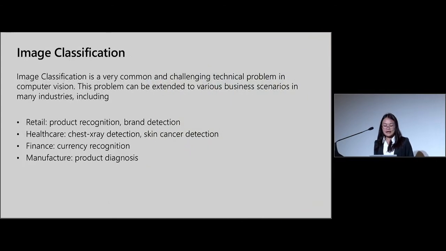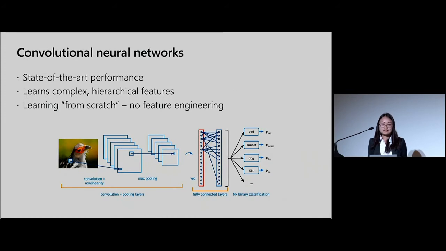Image classification is a very common and challenging technical problem in computer vision. The problem can be extended to various scenarios in many industries, including product recognition or brand detection in retail, chest X-ray detection or cancer detection in healthcare, currency recognition in finance, or product recognition in manufacturing. The model that we use to solve the image classification problem is called a convolutional neural network.